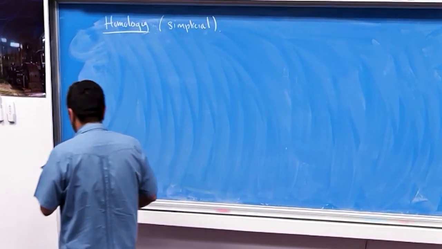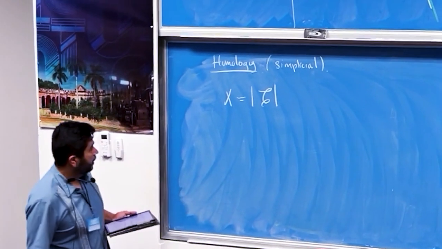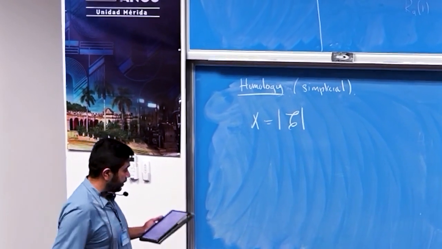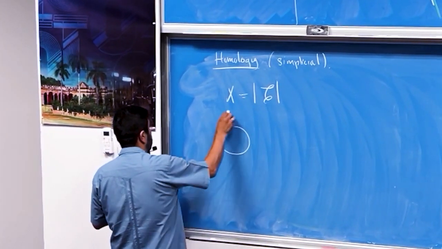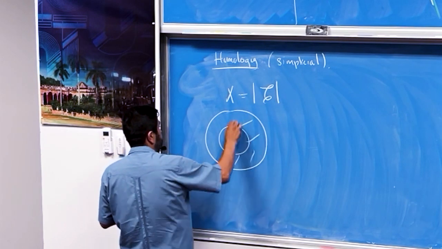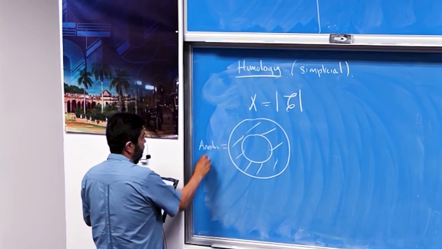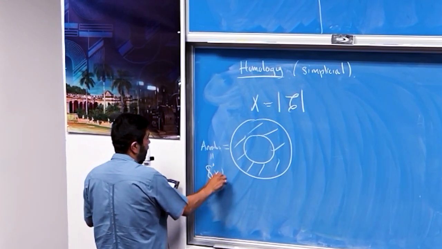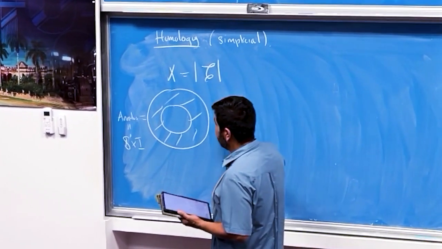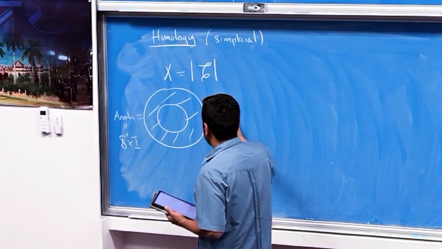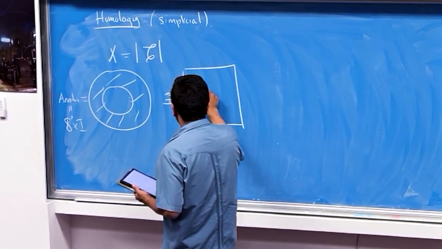Okay, so this is how it's done. We start with a triangulable space, which means that X is the geometric realization of a simplicial complex. As an example, we can use the annulus, which is S1 cross I. We want to look at this annulus as a simplicial complex, so we can use a triangulation, and this is the one that we are going to use.